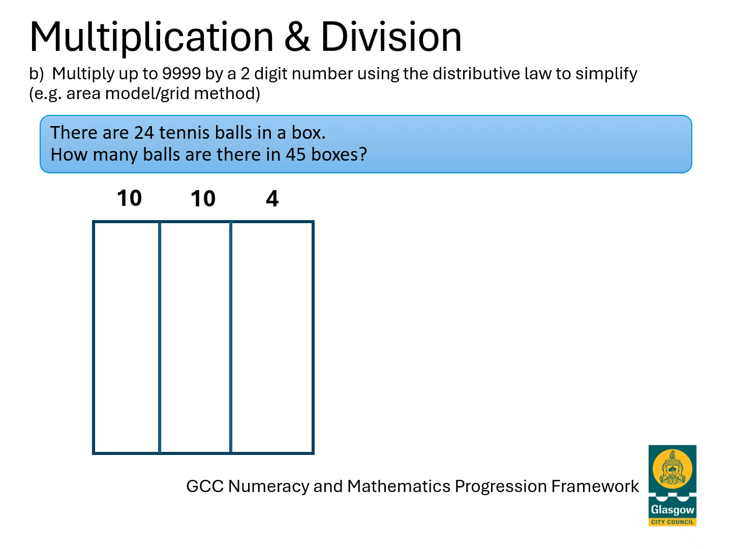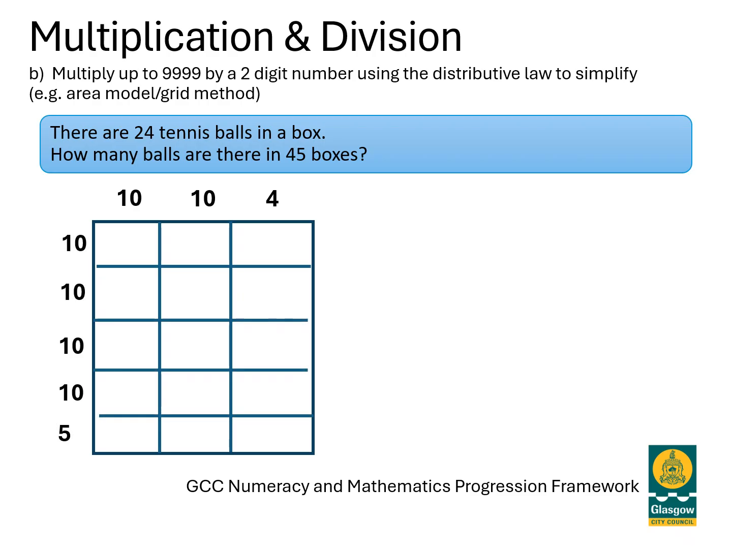So an area model or grid method looks like this. We've got 24 tennis balls. We're going to split up that 24 across the top so that it's in easy multiples for us. And we're going to split up our 45 down the side. Now, this particular partitioning has taken it right down to the individual tens, which makes it very easy.